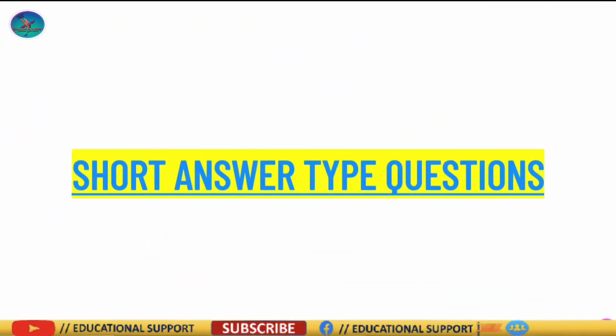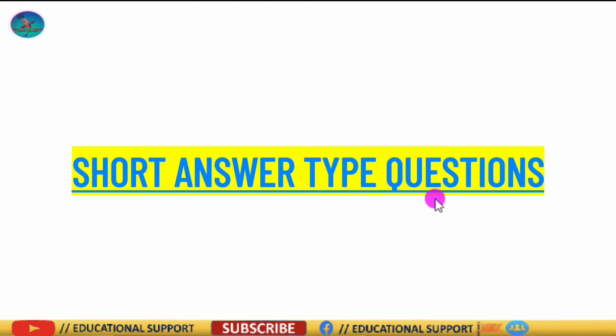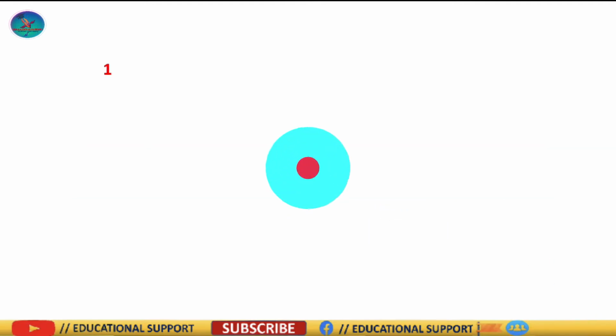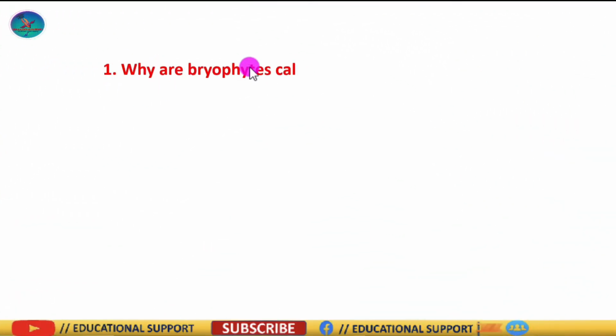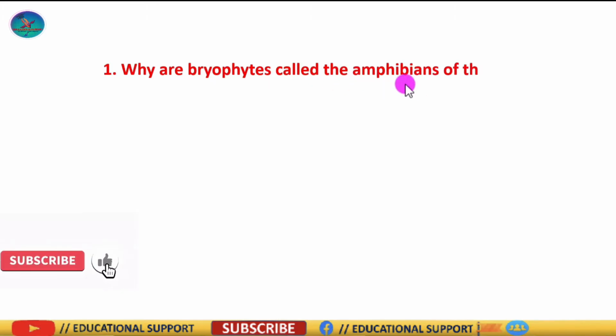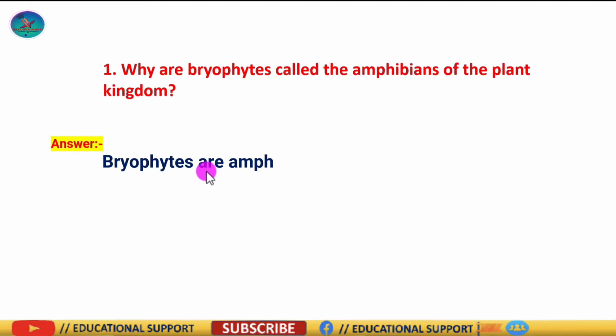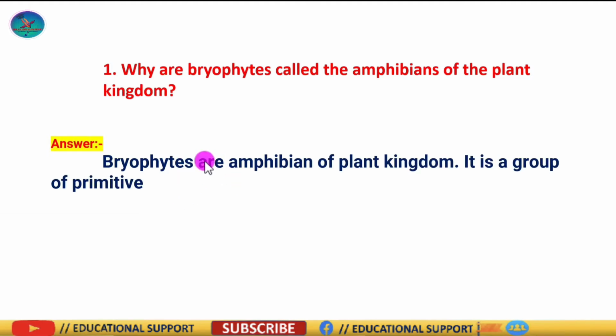Here I am discussing short answer type questions. So question number 1 is, why are bryophytes called the amphibians of the plant kingdom? Amphibians are species that live both on land and in water.